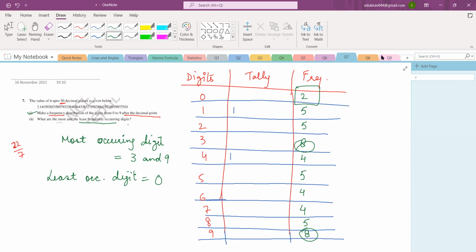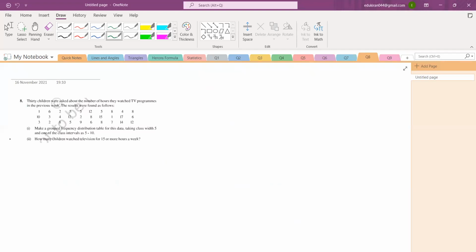Let's move to question number 8. Now, read the question. 30 children were asked about the number of hours they watched TV programs in the previous week. The results were found as follows. So, what is the highest value here? You can see in the data. Ma'am, 17. Okay. Lowest? Ma'am, 1. Lowest value is 1. Fine.